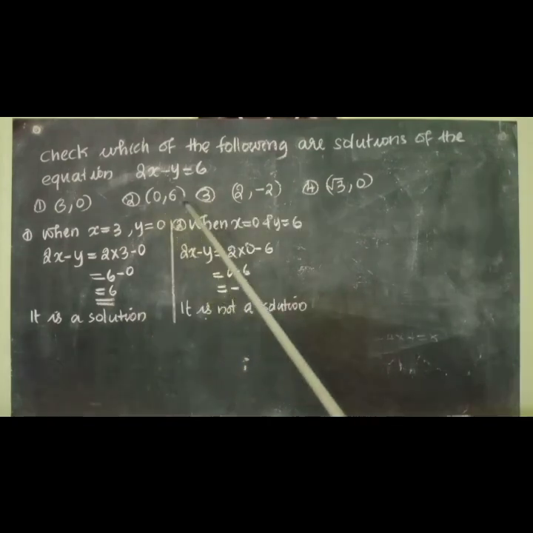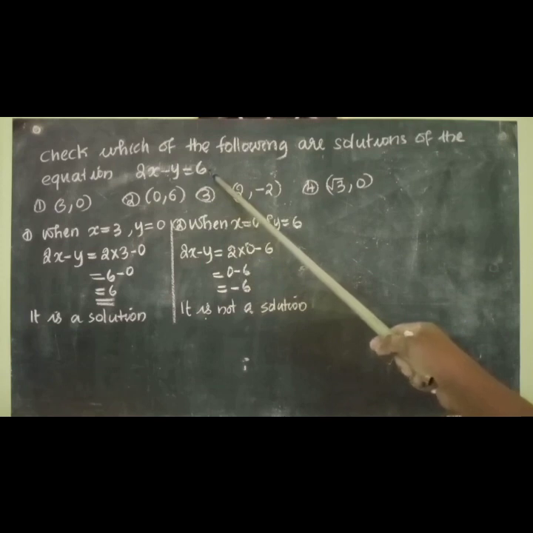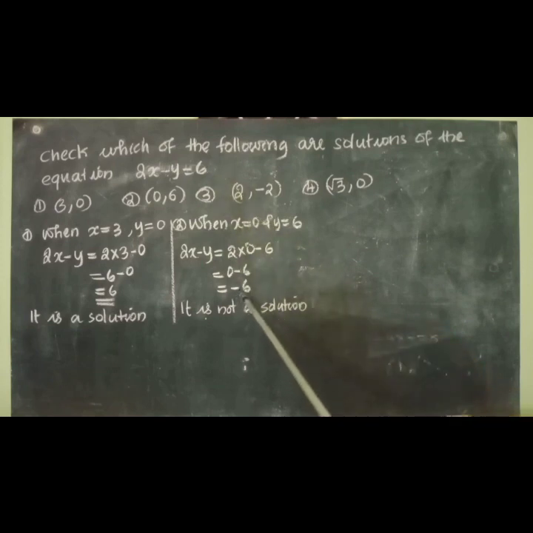Second one, 0, 6. When x equal to 0 and y equal to 6, we get 2x minus y equal to 2 into 0 minus 6. That is equal to 0 minus 6, that is equal to minus 6. Here the answer should be 6. So we get it is not a solution.